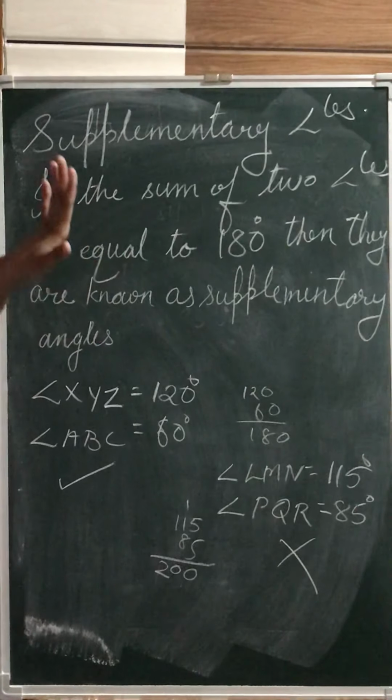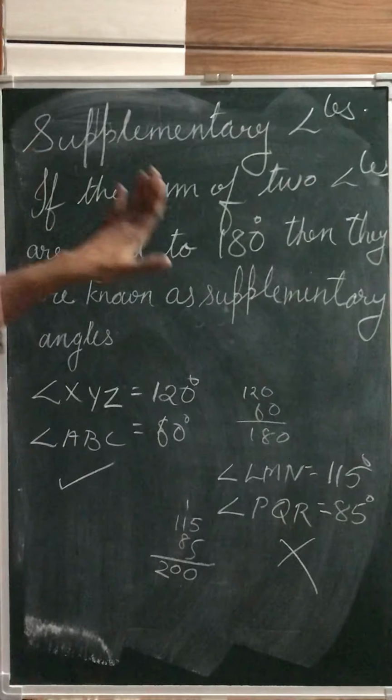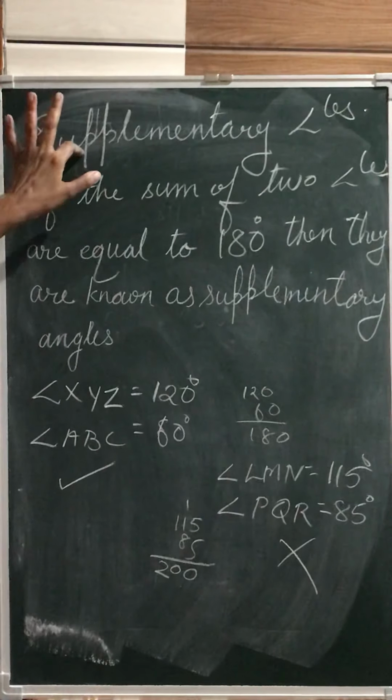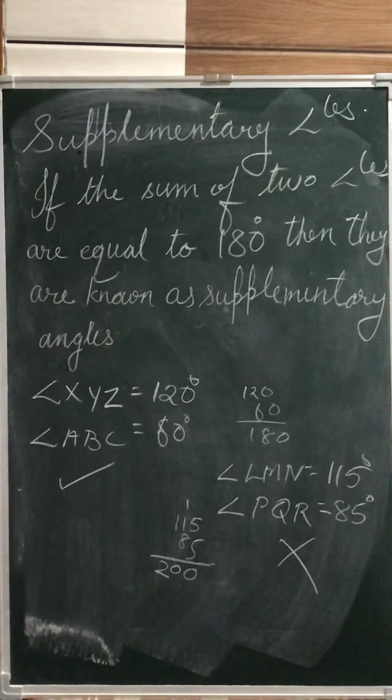Okay, these are the conditions. Complementary means sum equal to 90 degree. Supplementary means sum equal to 180 degree.